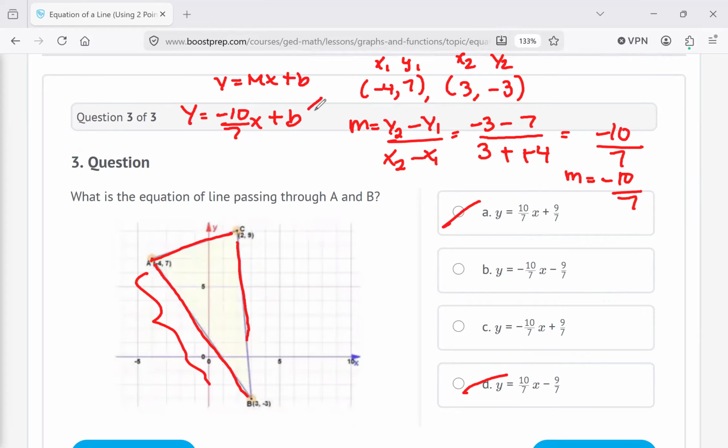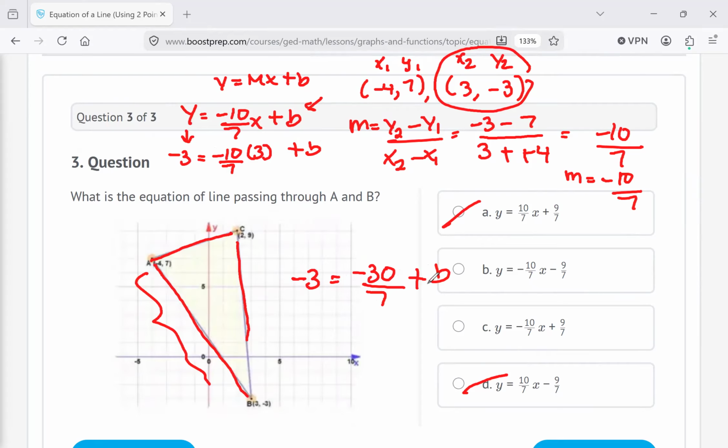Okay, so how do you find your b, your y-intercept? From the 2 points you chose, it doesn't matter which one. I'll use this one, 3 and negative 3. So I'm going to replace my y with negative 3, and then I'm going to replace my x with 3, plus b. So let me clean this up. It's negative 3 equals negative 10 over 7 times 3, which is negative 30 over 7, plus b.